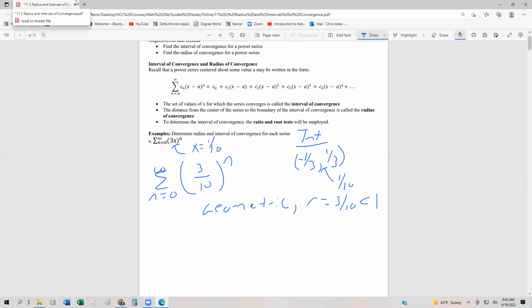So that's what the interval of convergence is. That's what the radius of convergence is. For the rest of this section, we're just going to take a look at various examples where we find both the radius and interval of convergence.